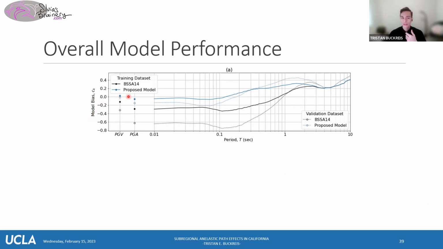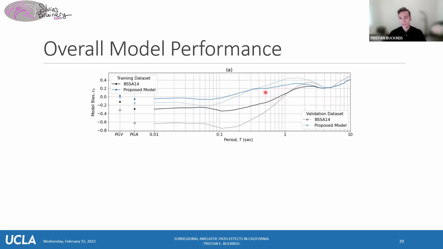So we want to be as close to 0 as possible, which I'm illustrating where 0 is with my cursor. The black is BSSA 14, the blue is with the proposed model. Solid line is the training data set, dashed line is the validation data set. And in both cases, for training and validation, the proposed model does a better job than the BSSA 14 model.